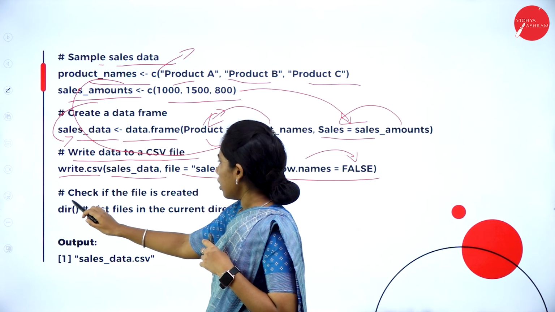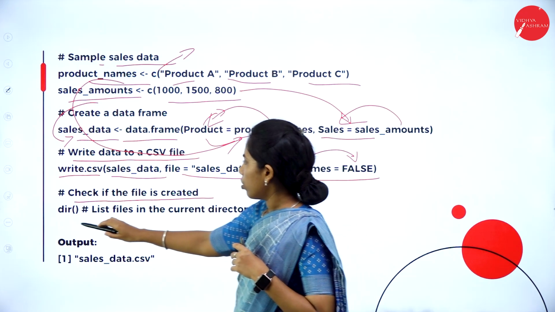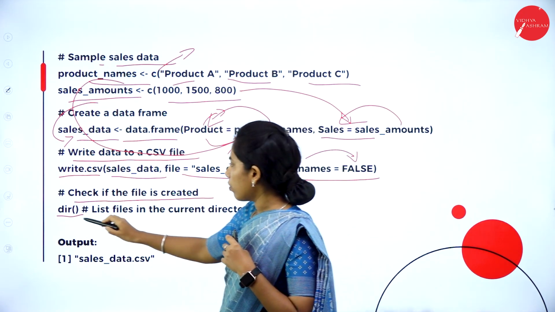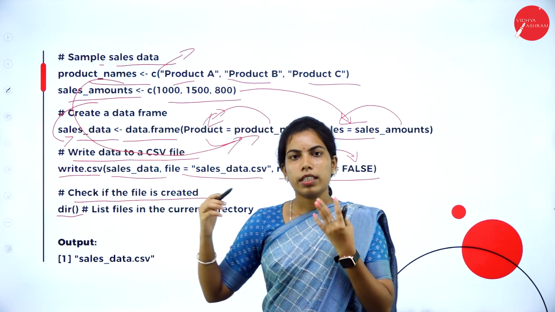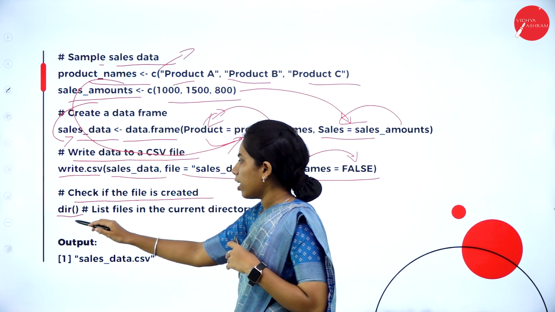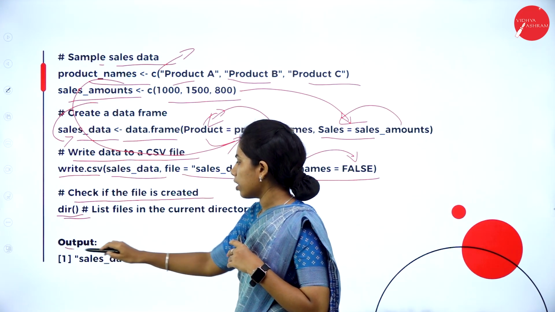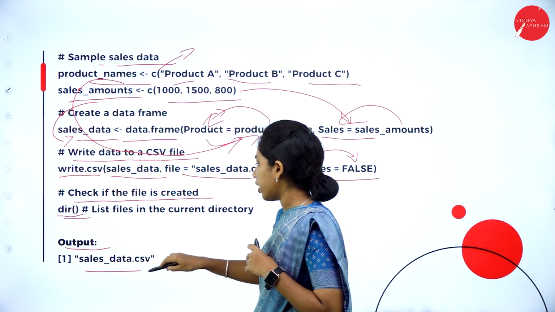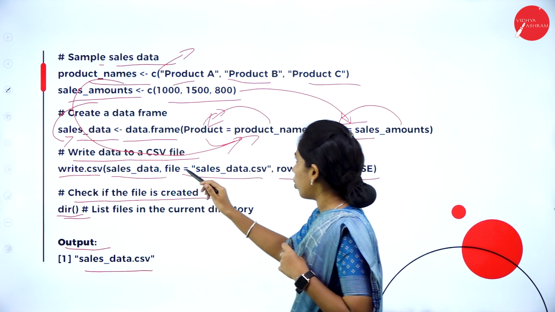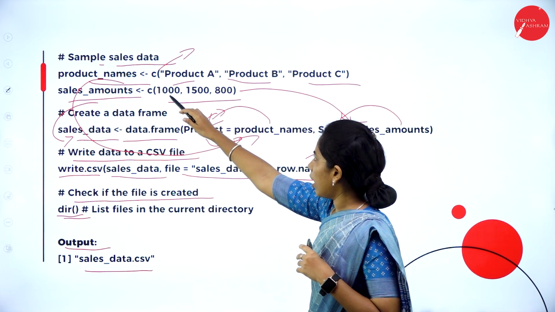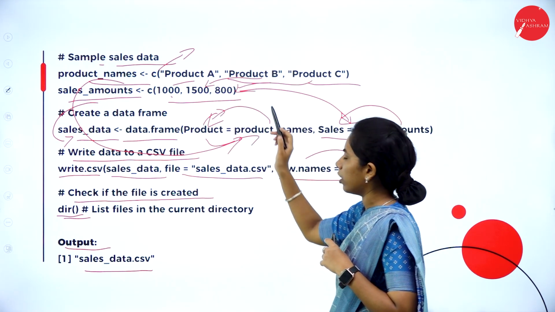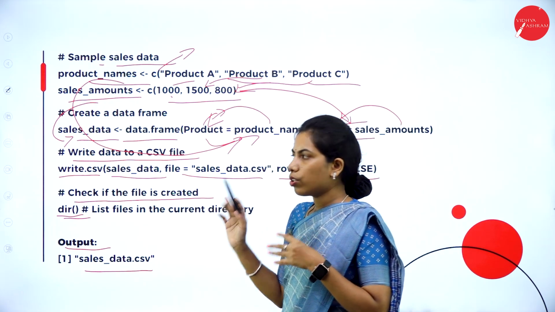So here you can see, check if the file is created. Is the file created or not? That's why I have to check. So the dir function, dir meaning directory, is used. Here you can see dir is the function name. The output will be sales_data.csv. When you open the sales_data.csv file, it will store the products and the amounts: 1000 for product B, 1500 for product C, 800. This is how the data will be stored.